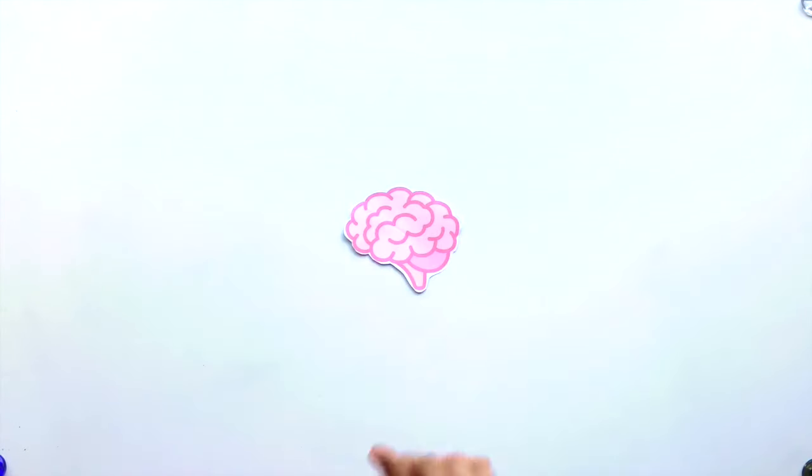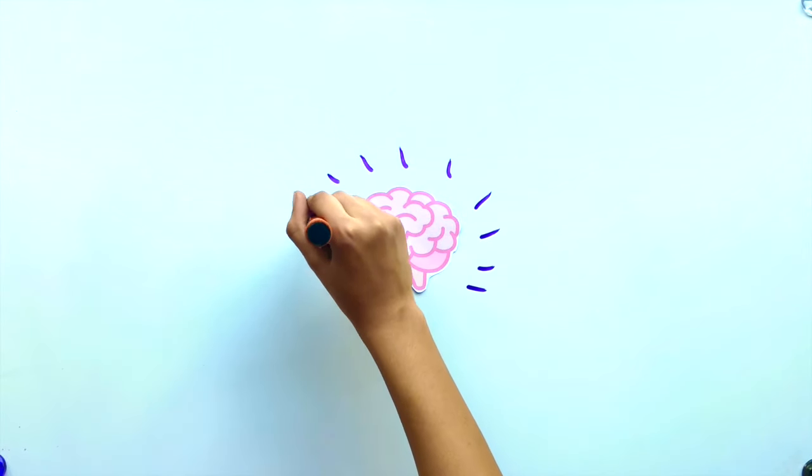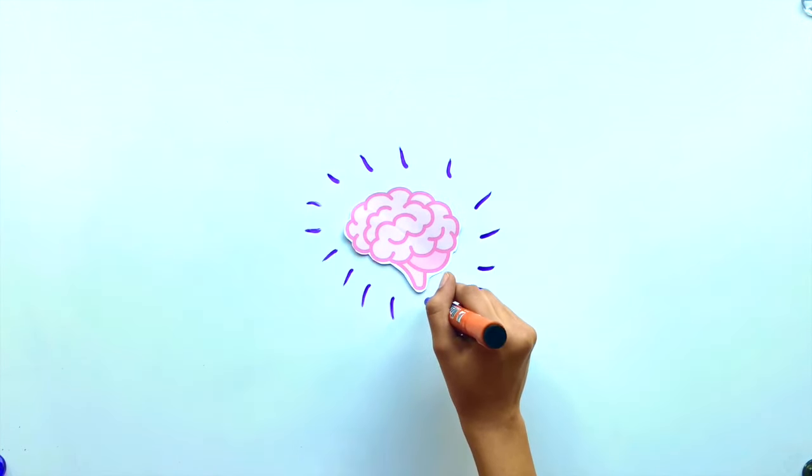But our brain processes more than just sounds. The brain helps us perceive other kinds of information, like smells, which we will learn more about next week.